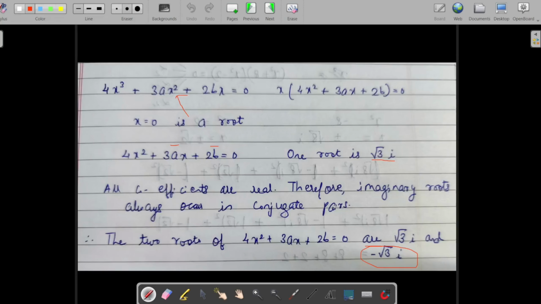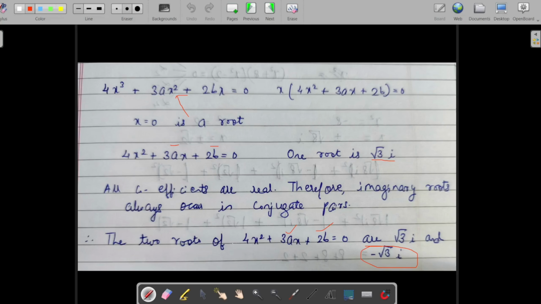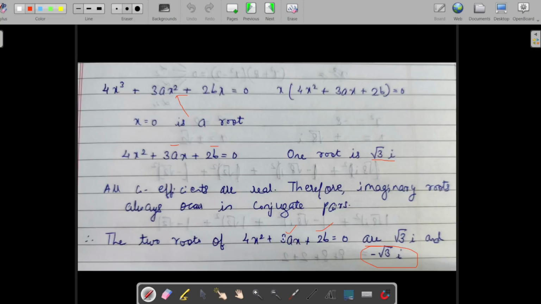So from this equation, we can use the sum of roots and the product of roots to find out a and b. Sum of roots is minus b by a, so it is minus 3a by 4, since b is 3a and a is 4. Now, root 3 iota plus minus root 3 iota is 0 because it's a conjugate pair. Therefore, a simply is 0. So we have the value of a.